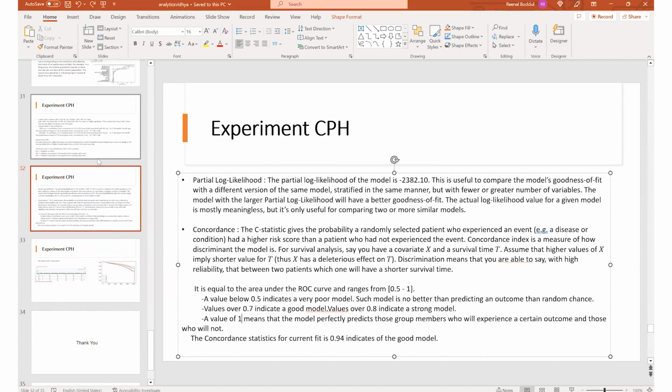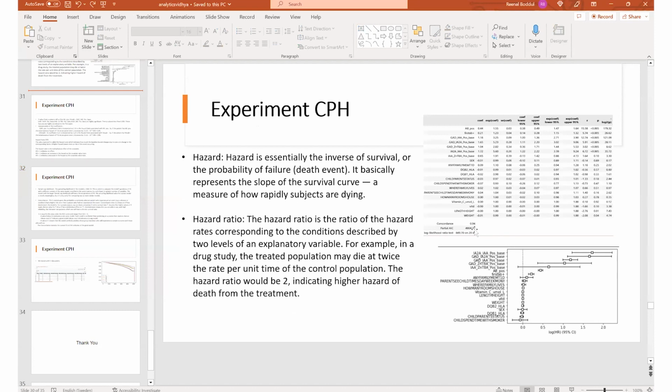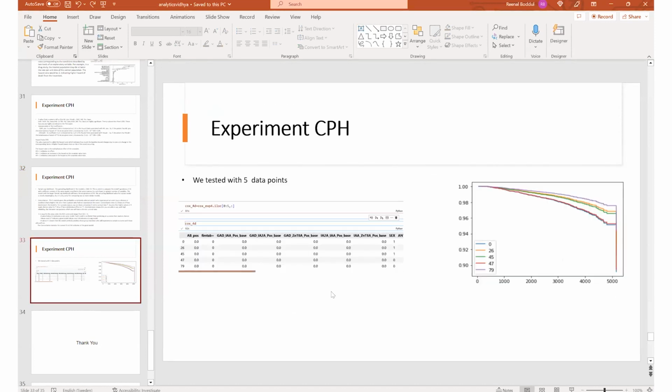And as of now, we get a concordance index of 0.94. Let's see the last data. We have taken 5 data points. Let's see the zeroth row, where we have the data for AB positive, first AB, GAD IA positive or negative, GAD IA 2A positive or negative. So this is the zeroth row for the first patient.